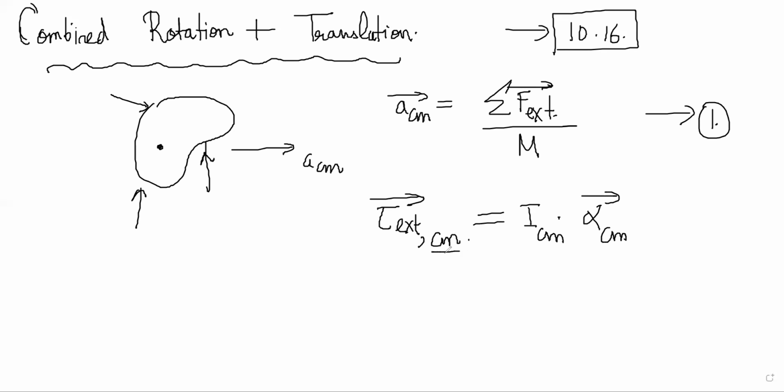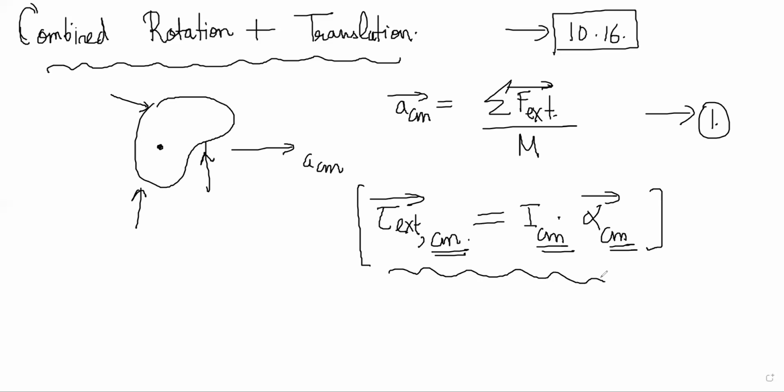Now here it is important to notice that everywhere I have written CM, and in the book also he has written CM, because you could have been rotating about any point. But in general, torque equal to I alpha will not be valid about any point. It is always valid about center of mass. Torque external about CM will always be I_CM into alpha, right?